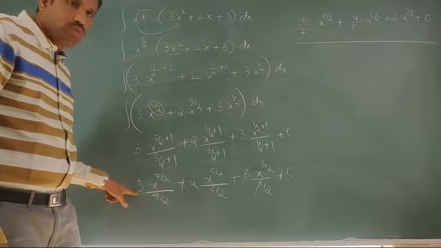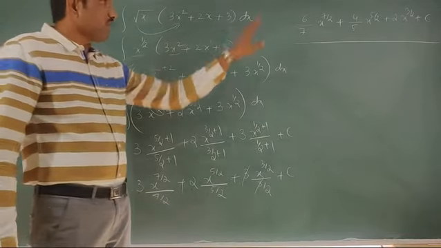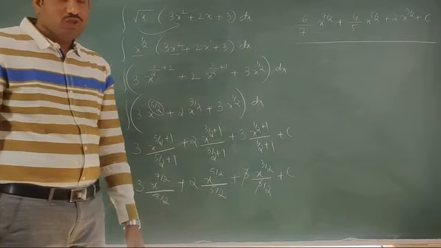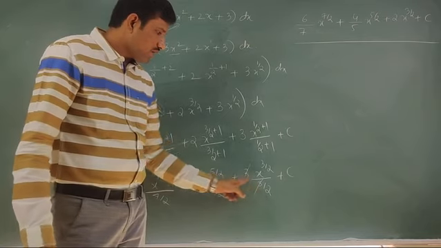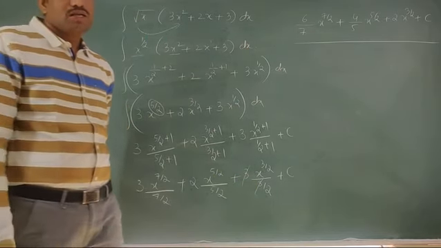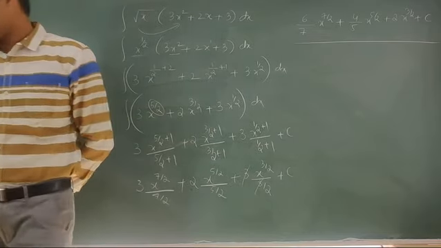Now these 2 will come to the numerator. 2 3s are 6 by 7 into x raised to 7 by 2. 2 2s are 4 by 5 into x raised to 5 by 2. So now these 3 will get cancelled. That is 2 into x raised to 3 by 2 plus c. Is it clear, friends? So write on.